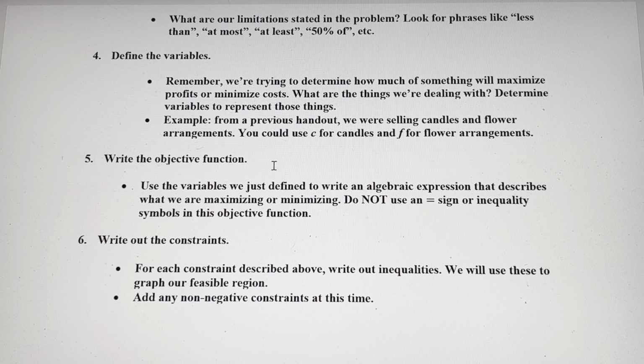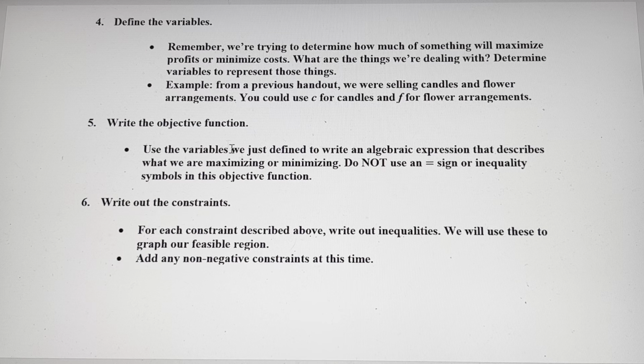The objective function: what are we trying to maximize? What are we trying to minimize? This is just going to be an algebraic expression. We're not going to write an equation. We're not going to write an inequality. We're just going to write an algebraic expression. And we'll do a couple of examples here to help you understand that.